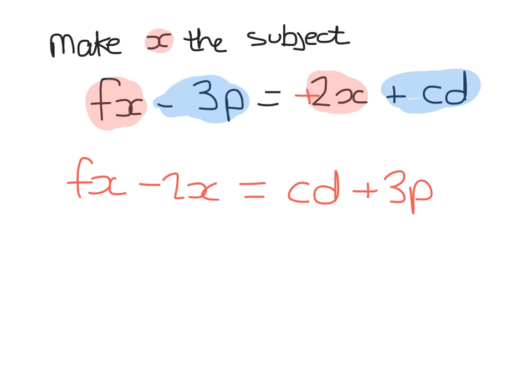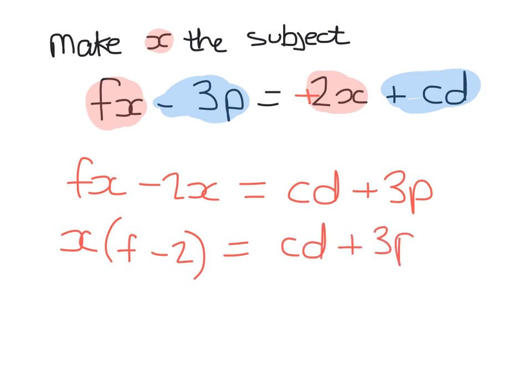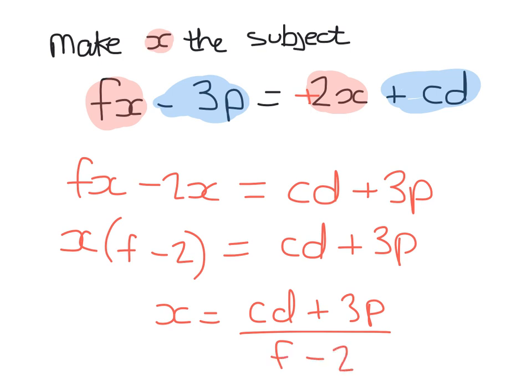I don't need both x's, so I need to factorise. So x goes outside the bracket, and f minus 2 goes inside the bracket. And CD plus 3p stays where it is. Now, this means x multiplied by f minus 2. So the inverse of multiply is divide. So x will stay on the left, CD plus 3p over, and then everything in the bracket moves as it is, so f minus 2 goes underneath.